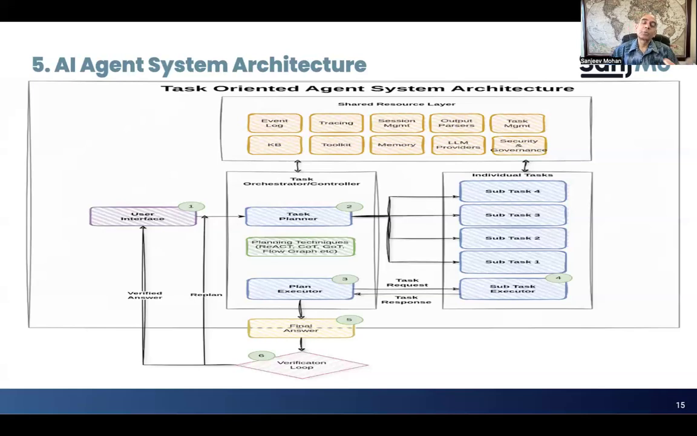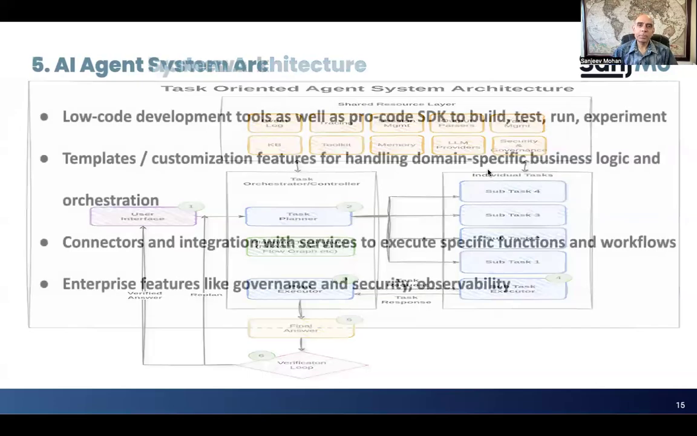In fact, I was reading a few days ago Mustafa Suleyman, who was with Inflection AI, DeepMind before that, and now is with Microsoft, has this concept called infinite memory, where these agents will remember things for life. In the shared layer, we have common things like event logs and tracing, session management, task management, security and governance, because we are not going to just launch these agents without proper rollback, access control and things like that. So that is agentic system architecture.